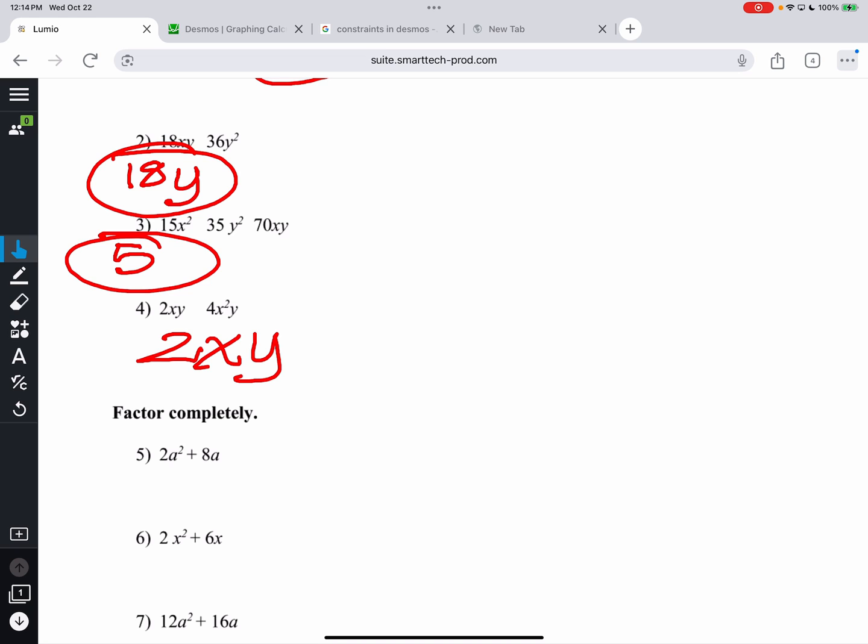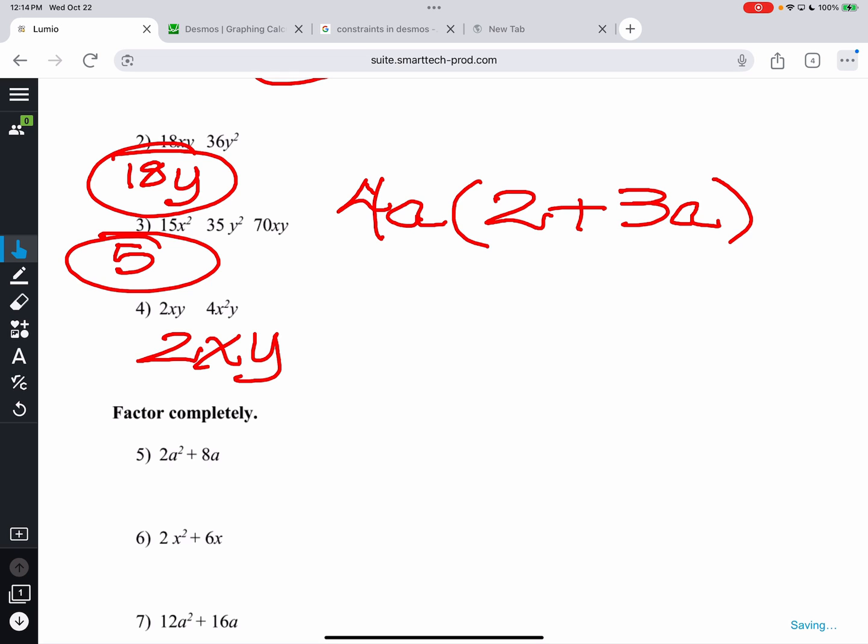Yes, ma'am. Thank you. If we have 4a, parenthesis 2 plus 3a, and we were told to distribute, to combine, what would we get for our final answer? 8a plus 12a squared.